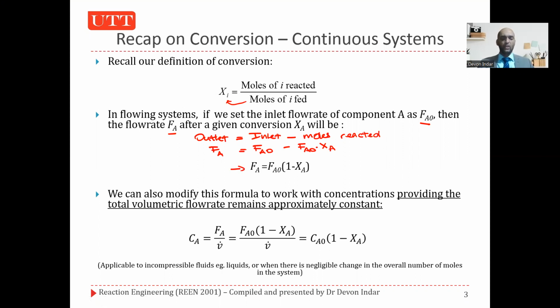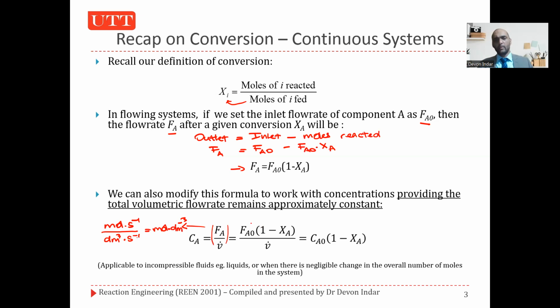Now, we can also express concentration as a function of conversion. And the first step in this equation is always true. The concentration of A at any given point is simply the flow rate of component A divided by the volumetric flow rate at that point. You can double check this using your units or dimensions, because this will be moles per second, the flow rate of component A, divided by the volumetric flow rate, which is dm cubed per second, which will give me moles per dm cubed, which you know to be the units of concentration.